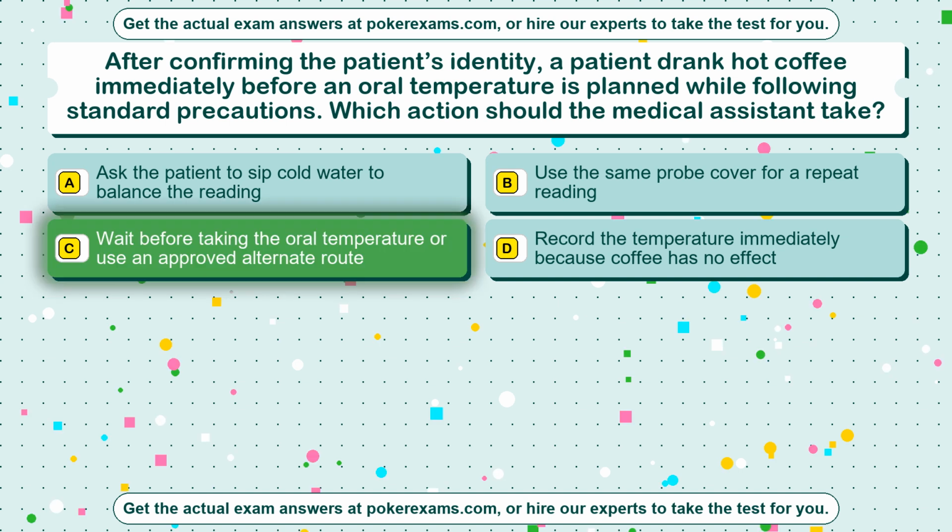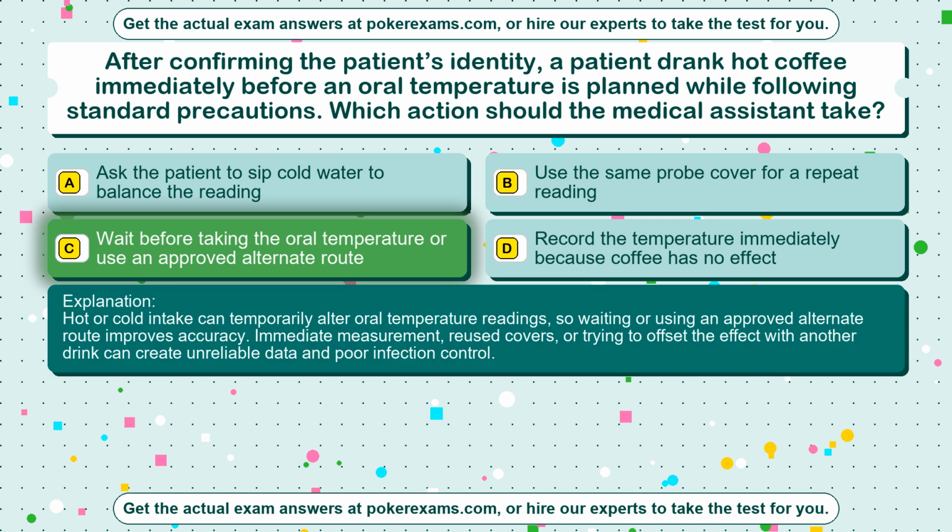The correct answer is option C, wait before taking the oral temperature or use an approved alternate route. Hot or cold intake can temporarily alter oral temperature readings, so waiting or using an approved alternate route improves accuracy. Immediate measurement, reused covers, or trying to offset the effect with another drink can create unreliable data and poor infection control.